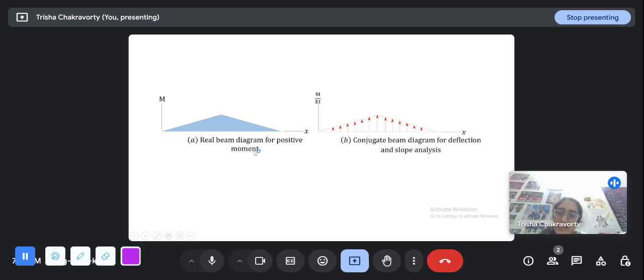So suppose this is the real diagram for positive moment. This is the moment diagram. EI will commonly be constant for the entire beam cross section. E is the Young's modulus. I is the second moment of area, or the moment of inertia. So we will just divide this entire diagram by EI. Since these are linear, only this peak value we will divide by EI, and it will go to zero accordingly. All the values will just be divided by EI. So we have the M by EI diagram, and then the conjugate beam diagram for deflection and slope analysis. It will be an upward load, since this moment is positive, of the magnitude M by EI at each point.